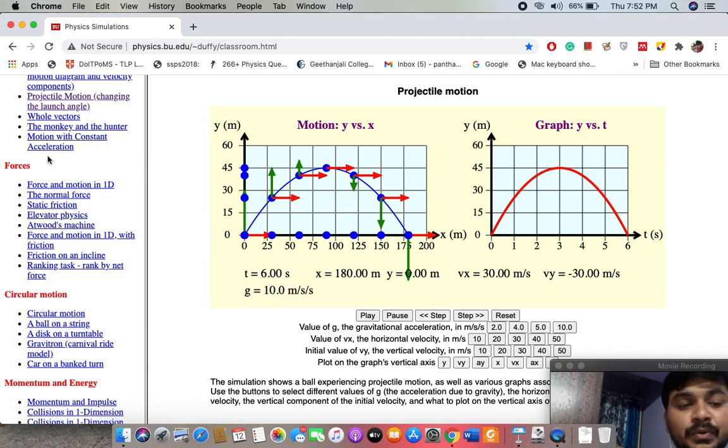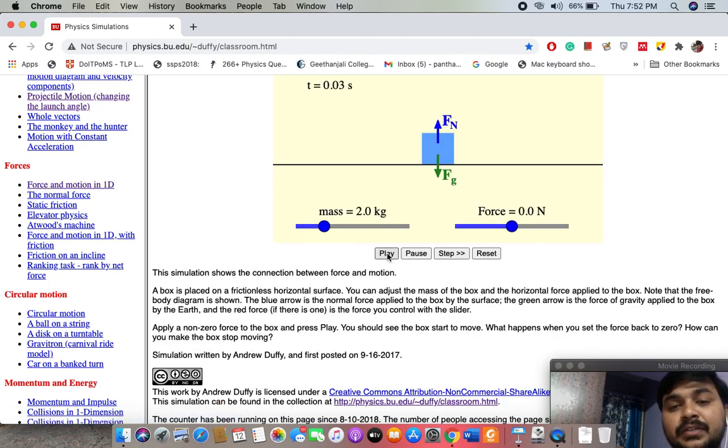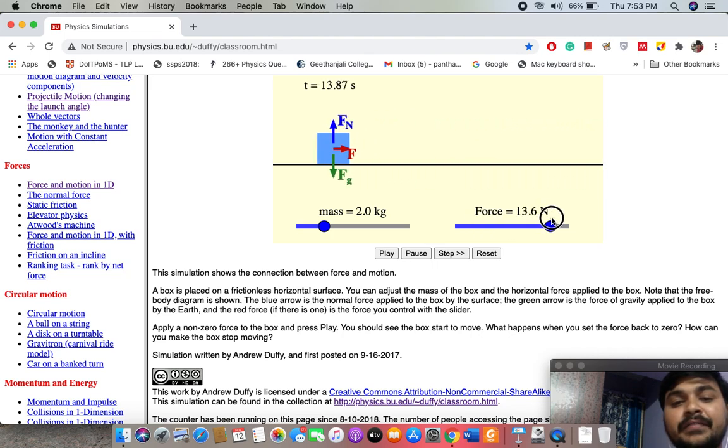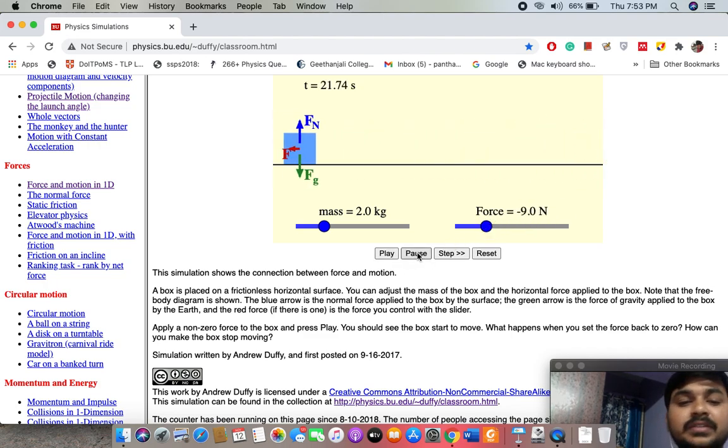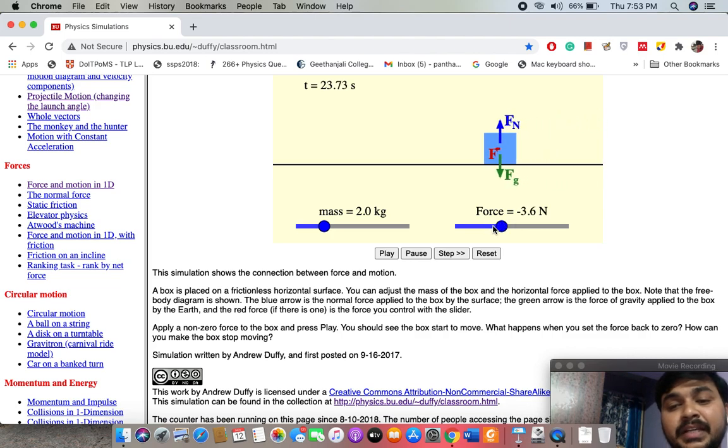And if you want to go to the forces, for example force and motion, you can play this animation. So what is happening? Okay, so here if I increase the force, see what is happening. If I increase the force, the body is accelerating. So how much force I am applying, and how the body is accelerating, they are showing. So this is again a very beautiful website.